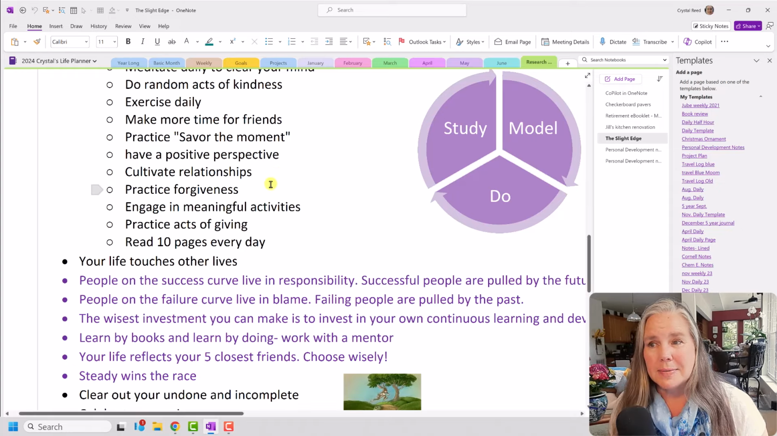Practicing forgiveness. Engaging in meaningful activities. I know so many of us just spend time scrolling on our phones and looking at things that really are not meaningful, when we could take the time to do things that give us more purpose and are more meaningful. That's something for me to keep in mind. Hopefully it'll help you too. Practice acts of giving and read 10 pages every day.